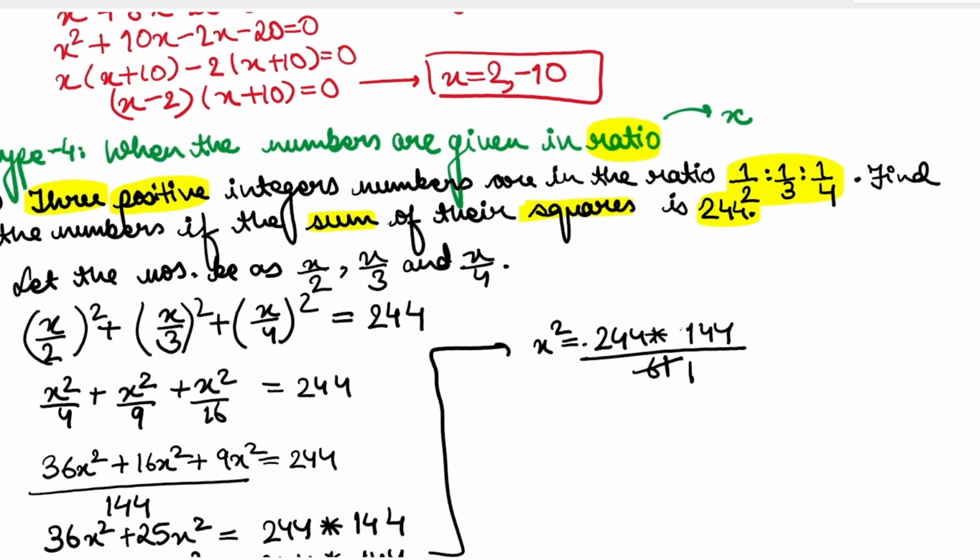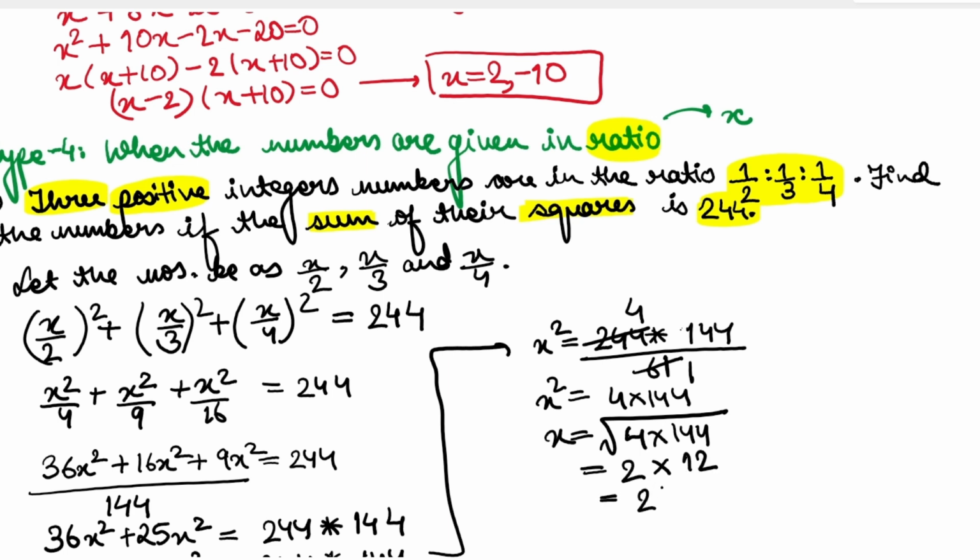So this gets cancelled 4 times. So it becomes equal to 4 into 144 is equal to x square. So x becomes equal to the root of 4 into 144. The root of 4 is 2, into the root of 144 which is 12. So this becomes equal to 24.